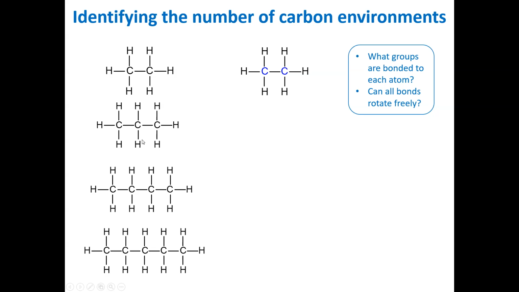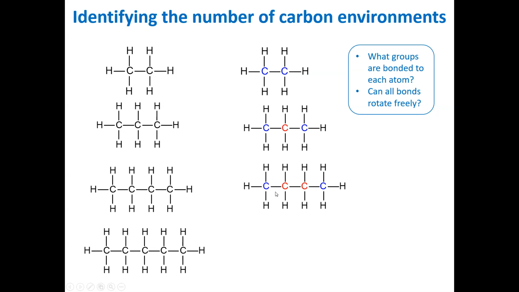If I look at this second molecule, propane, then we can count what is bonded to each of these carbons. So this end carbon has 3 hydrogens and an ethyl. And this end carbon on the right-hand side is 3 hydrogens and an ethyl. But the middle one is different because it's got 2 methyls and 2 hydrogens. So it has what we call 2 carbon environments. The 2 end ones are identical, but the one in the middle is a bit different because it's got different groups on it.